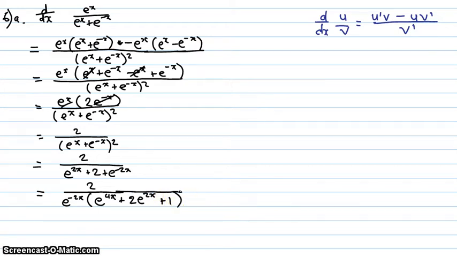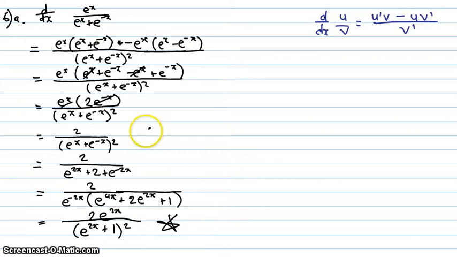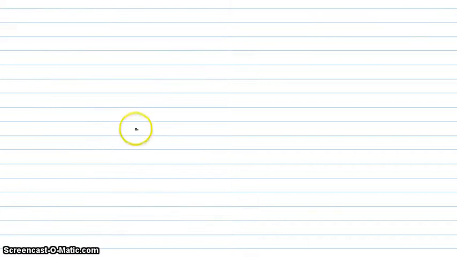Now, if you look at the expression on the bottom line, this is just e to the 2x plus 1, the whole thing squared. So this is an alternate form, and you can also get that if you simplify first at the start. It doesn't matter if you end up with this version or this version, both are perfectly acceptable. So that brings us to the end of part A. Let's take a look at part B.